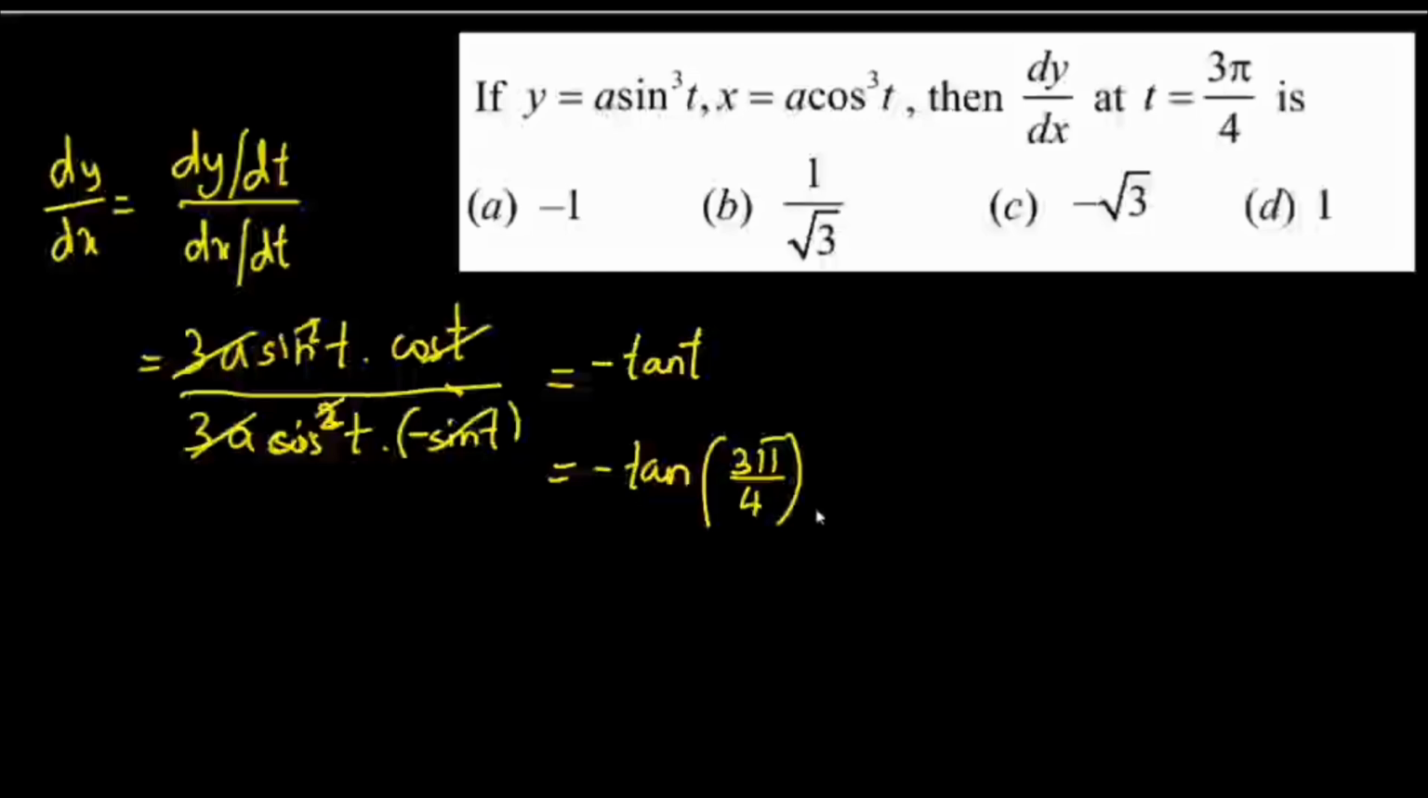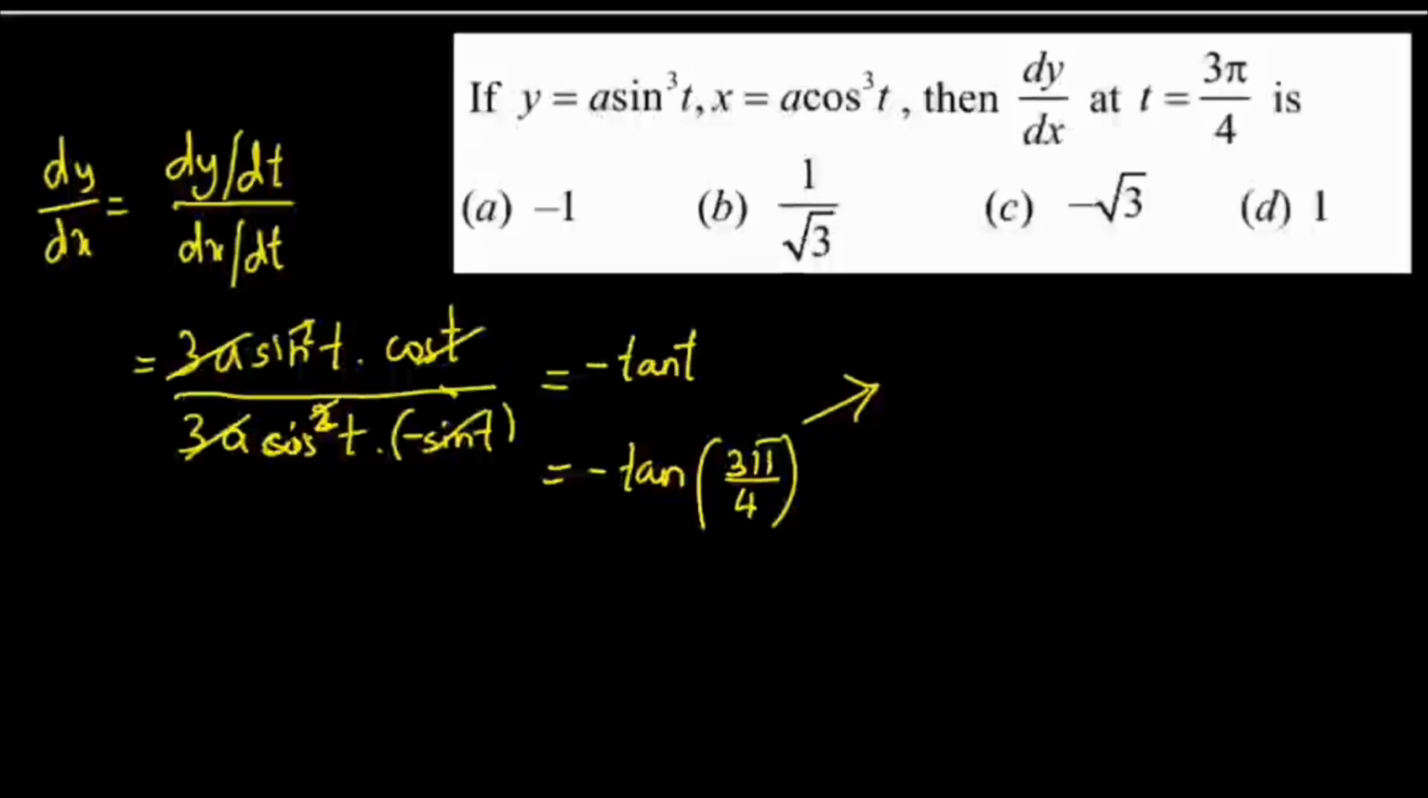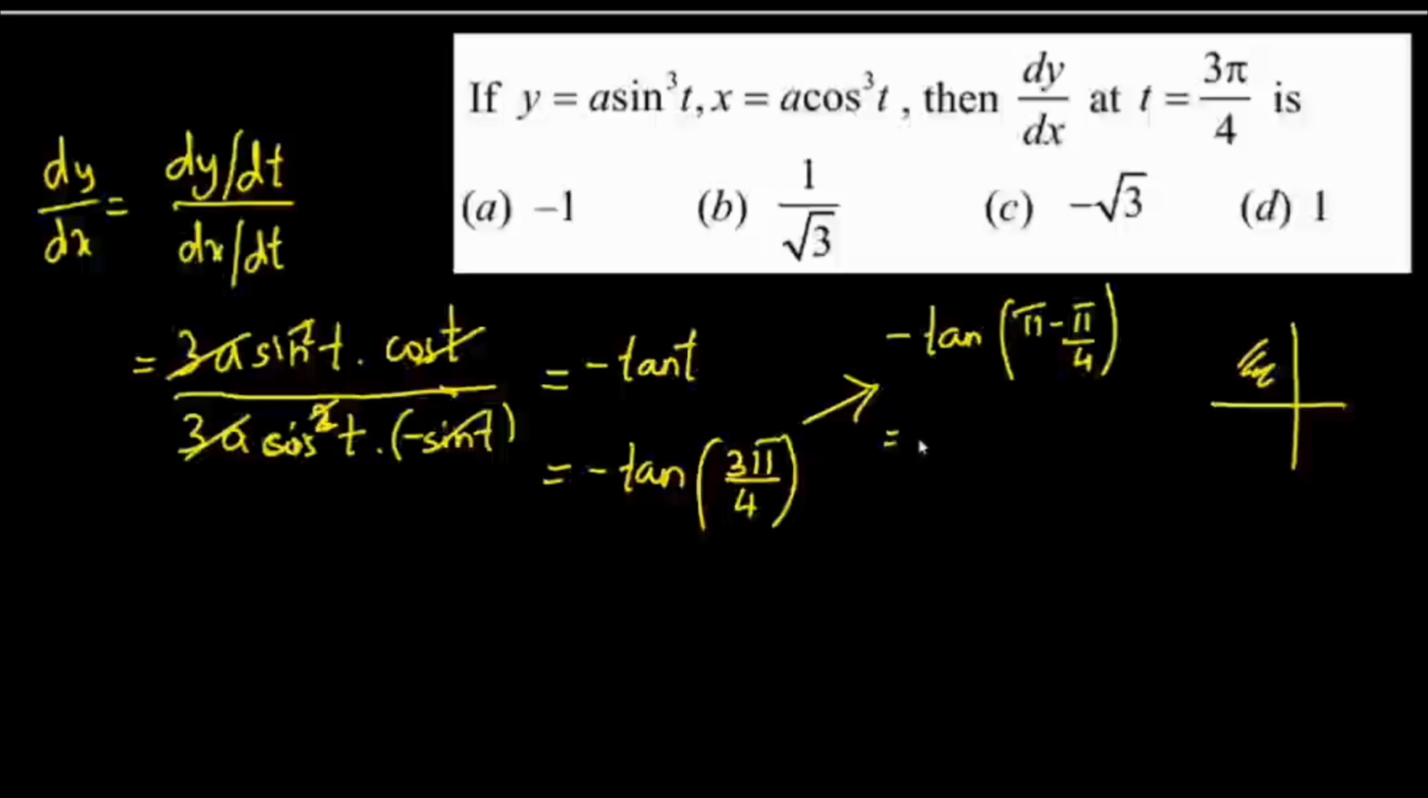If you know directly the value of tan 3 pi by 4, substitute directly. But what is the step for solving the value of 3 pi by 4? So how do we write 3 pi by 4? I can write it as minus tan of pi minus pi by 4. That is in the form of pi minus theta. So pi minus theta means which quadrant? It will be in the second quadrant. Here tan is negative. So minus tan of pi minus theta gives me theta, that is pi by 4.